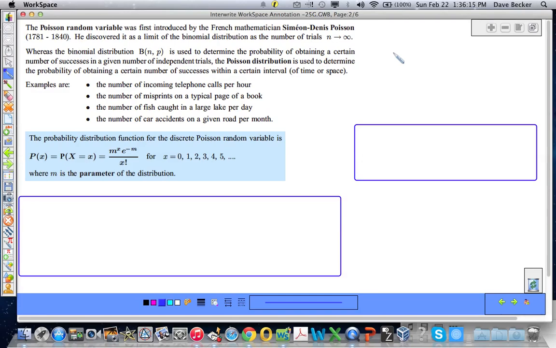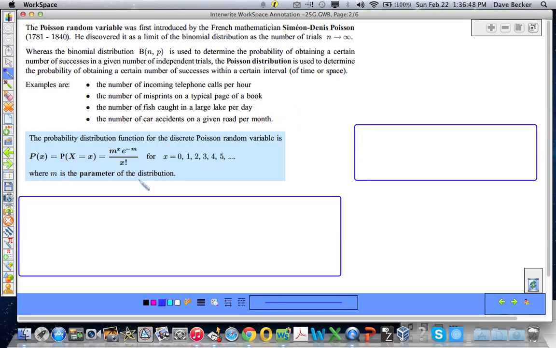And remember, the binomial distribution was the probability of obtaining a certain number of successes in a given number of independent trials. Poisson is used to determine the probability of obtaining a certain number of successes within a certain interval of time or space. Like, here are some nice examples: number of incoming telephone calls per hour, misprints on a typical page of a book, number of fish caught in a large lake per day, that's a time period, and so on.